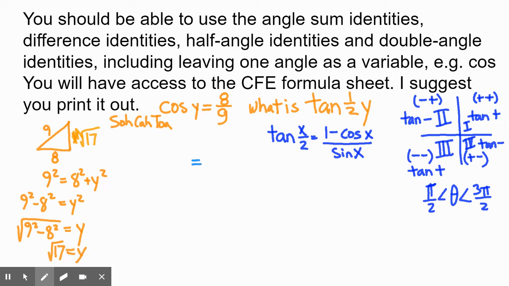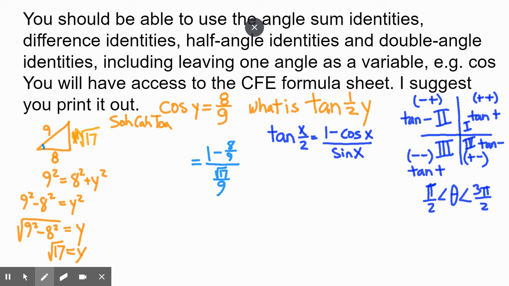So that's going to be 1 minus, and what's the cosine of the angle? The cosine is the adjacent over the hypotenuse. The adjacent, right, is the 8. The 8 over the 9. And then we're going to go over the sine of the angle, which is going to be the square root of 17 over 9.